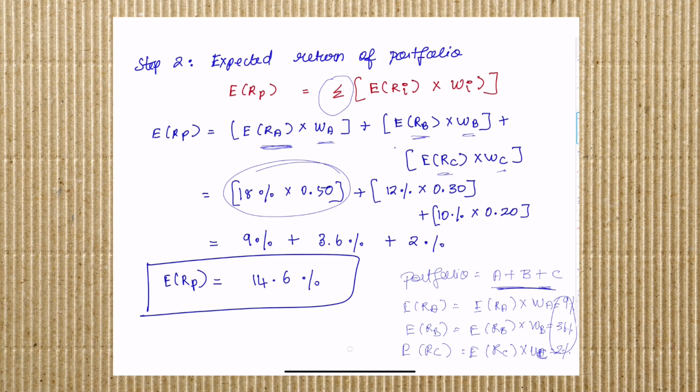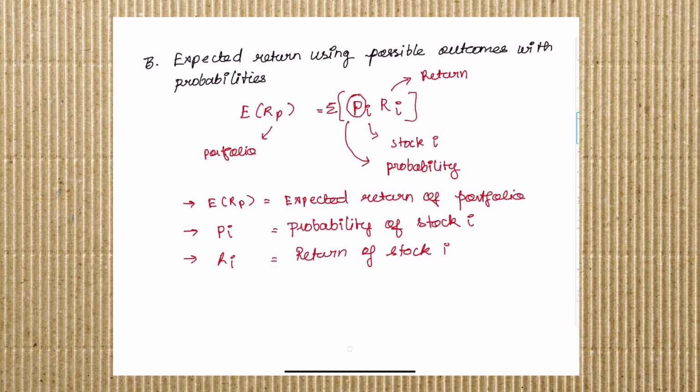Moving on to the second method of computing the expected return of a portfolio, it is used when we have the probabilities with us. It's very simple. Similar to the previous step, where we multiplied the weight, here we are going to multiply the probability. So the expected return of the portfolio is equal to the summation of the probability times the return. ERP is the expected return of the portfolio, Pi is the probability of the stock, and R is the return of the stock. Let us see a sum to understand this.